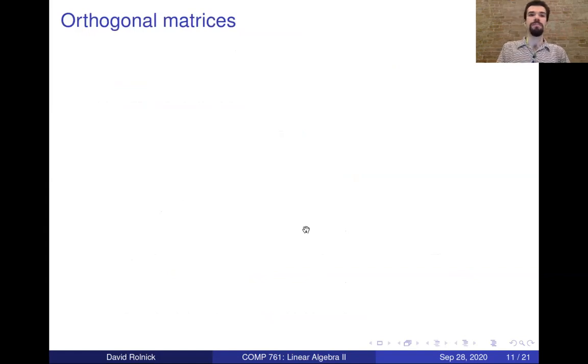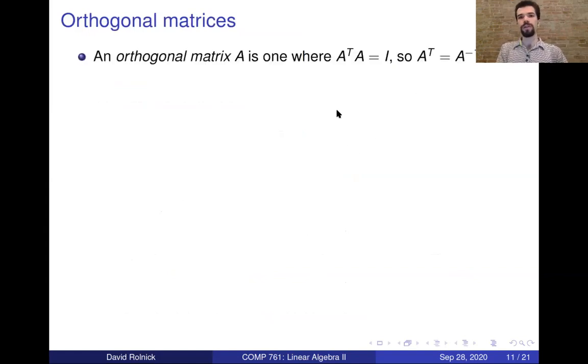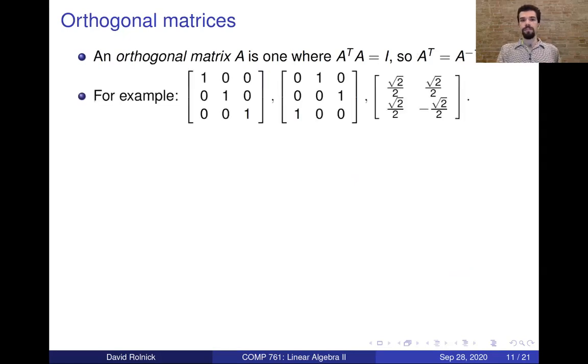Orthogonal matrices. An orthogonal matrix is one where A transpose A equals the identity. So A transpose is just the same as A inverse. Here are some examples of orthogonal matrices. For example, the identity itself is an orthogonal matrix because its inverse is just itself, which is also its transpose. Permutation matrices are also orthogonal matrices.